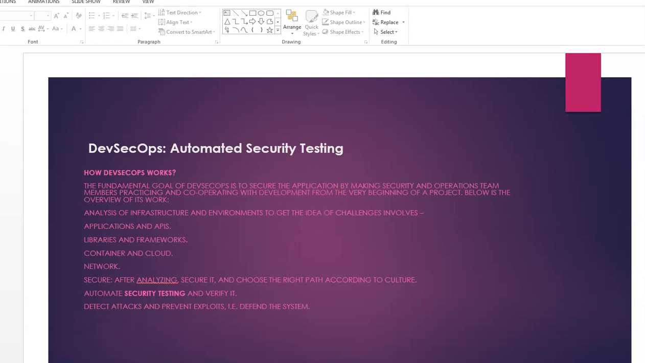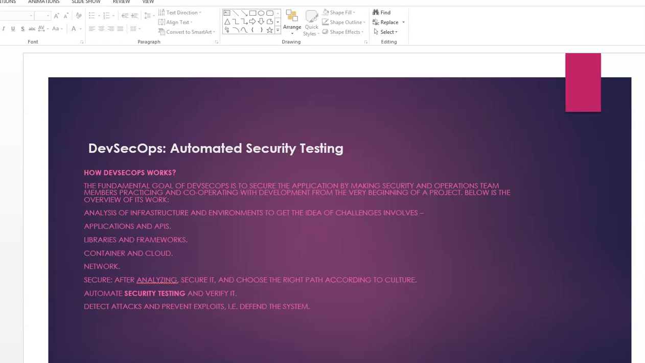How does DevSecOps basically work? The fundamental goal of DevSecOps is to secure the application. All the teams work together: the operations team, the development team, and the security team. Whenever there is an issue in the design phase, development phase, or testing phase, they interchange and cooperate with each other, and they try to resolve the issue right from the beginning of the project.